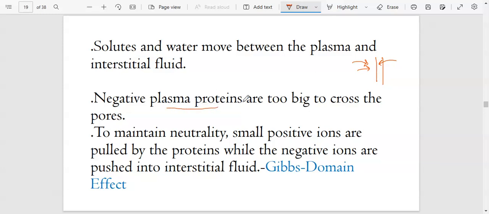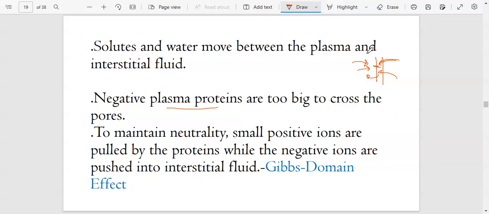Okay, so negative plasma proteins are too big to cross the pores. Proteins are supposed to move from the blood to the outside of the cell, the interstitial fluid, and back. But because the proteins are so big, it is not easy for them to cross or penetrate these pores. That is why the concentration is much higher in a certain region for the proteins, because they are big.